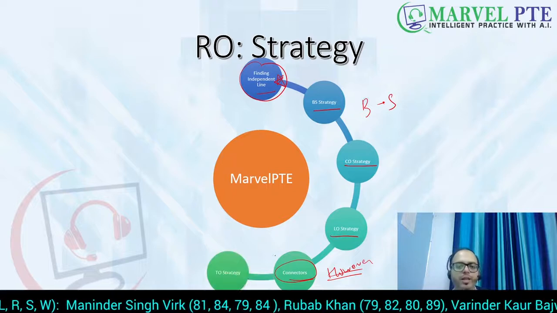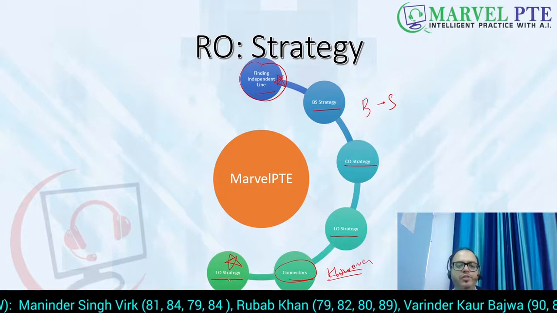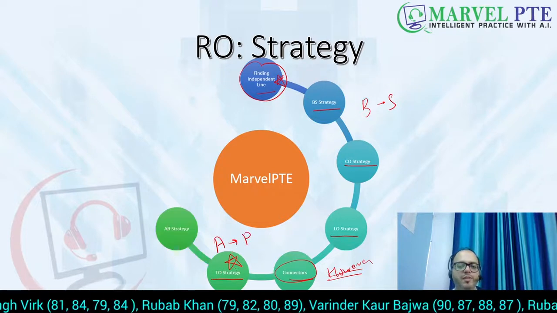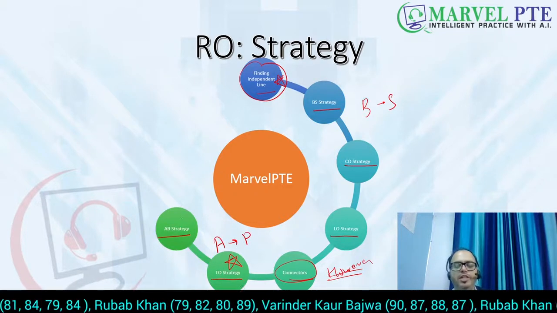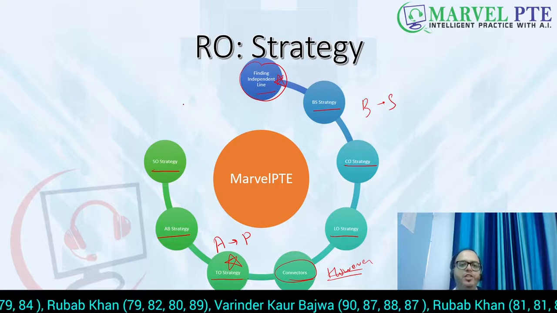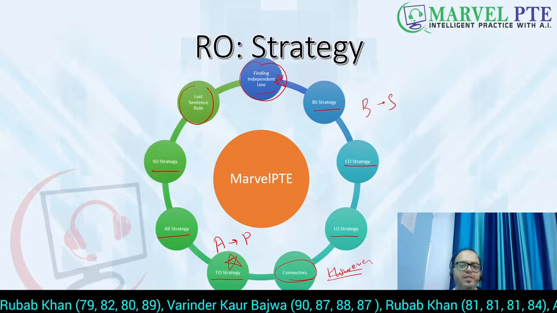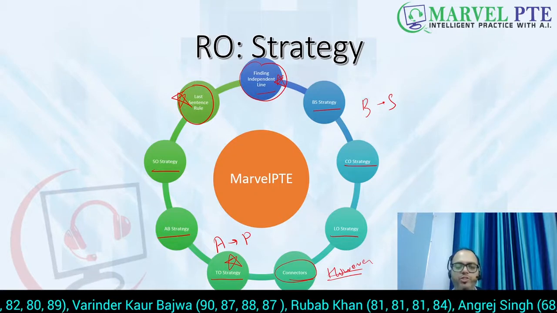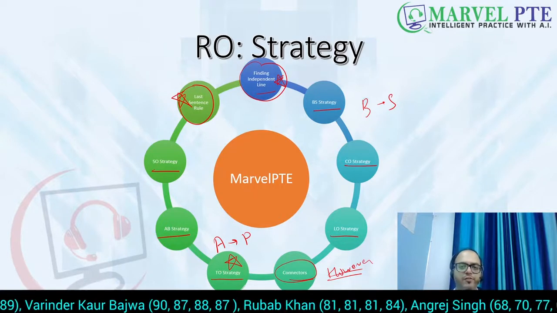So last में होता है. TO strategy, you have seen its usage today. Topic order strategy कि पहले animals की बात होगी, फिर plants की बात होगी. AB strategy, abbreviation strategy, SO strategy, subject object strategy and last sentence rule. So these are our strategies which we are going to use to solve reorder paragraphs.